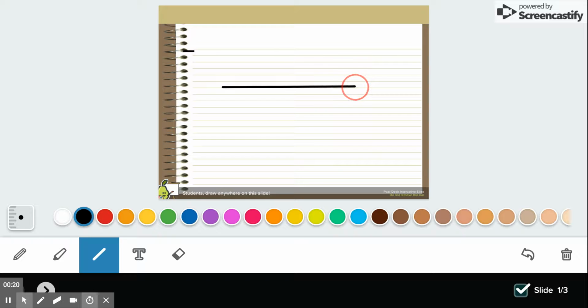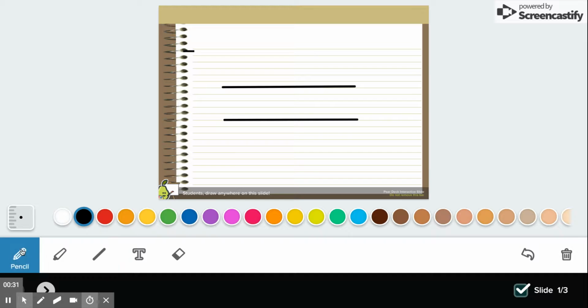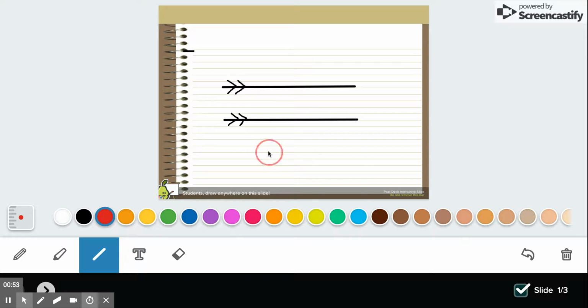two parallel lines. These are the black lines here. And we're going to show that they're parallel by adding some little parallel marks. And there we go. So, two parallel lines. And then we're going to add what's called a transversal. And a transversal is just a line that crosses both of the parallel lines.